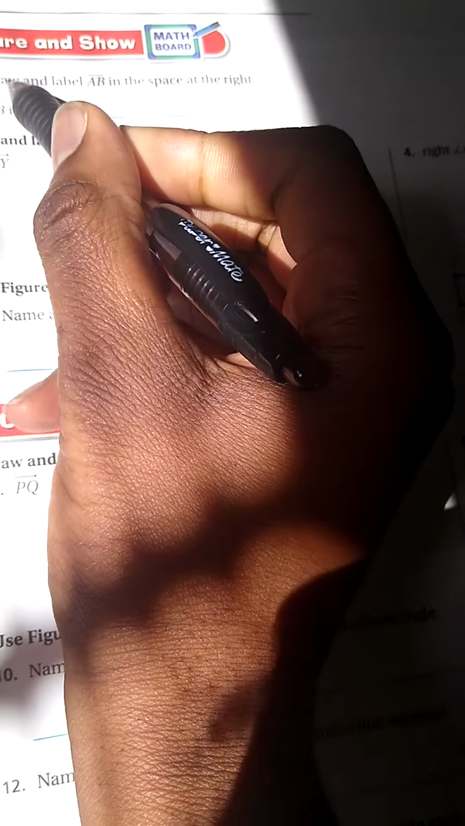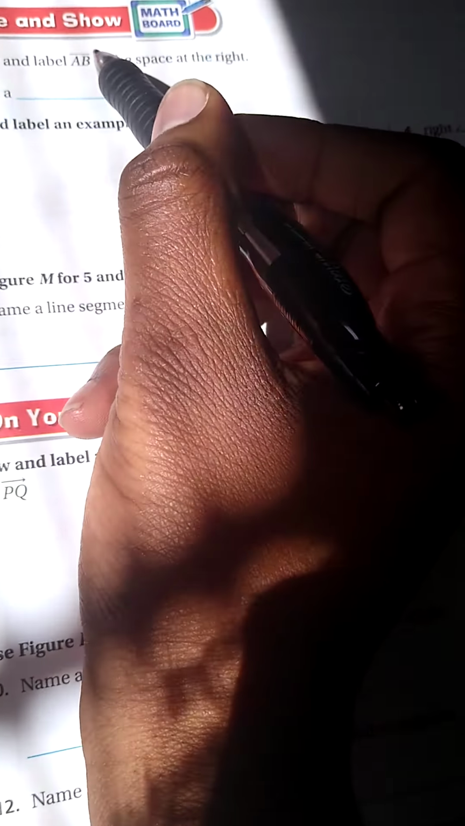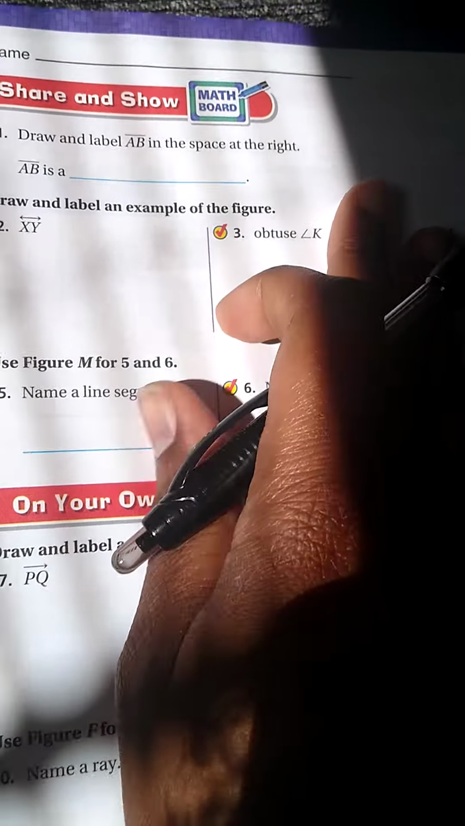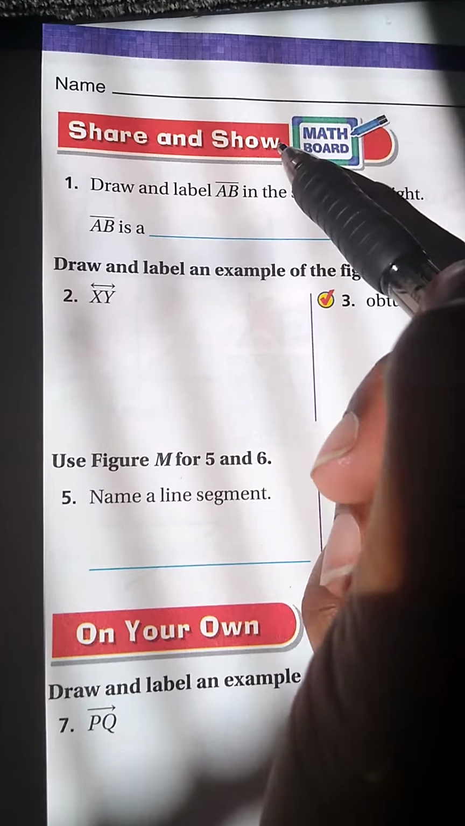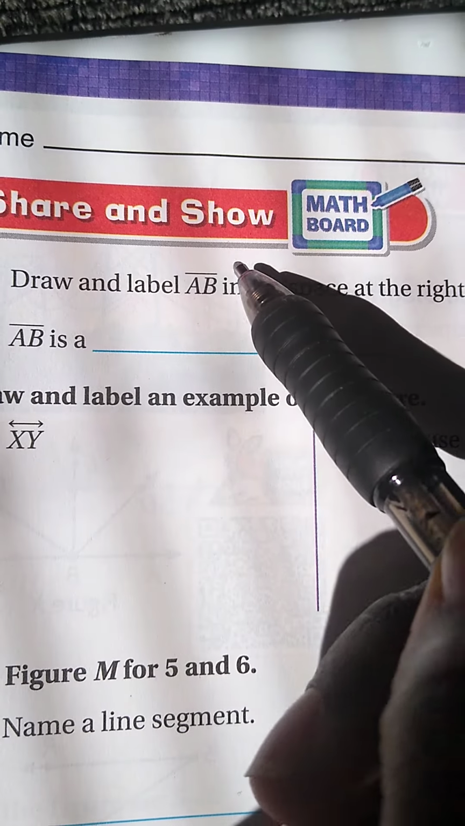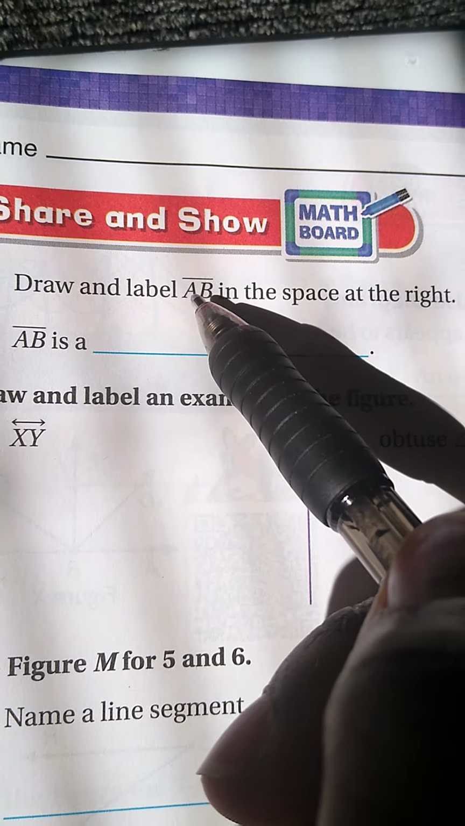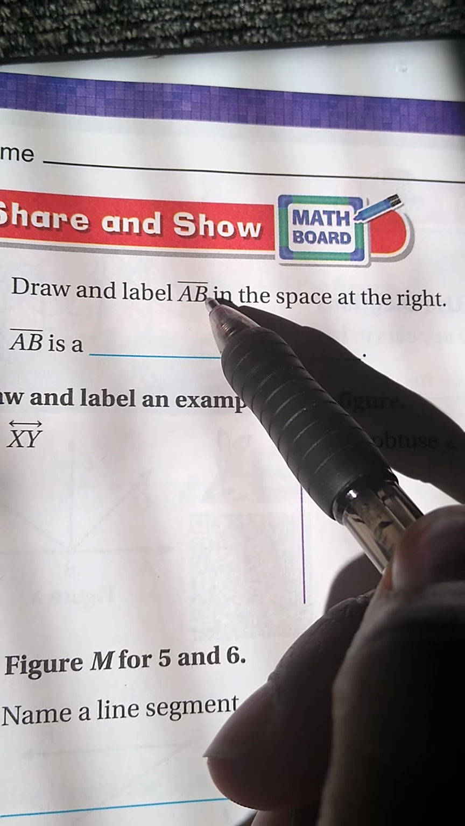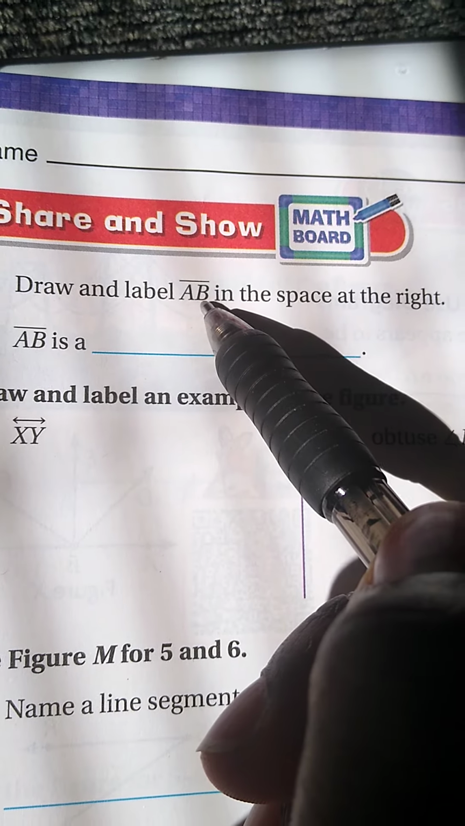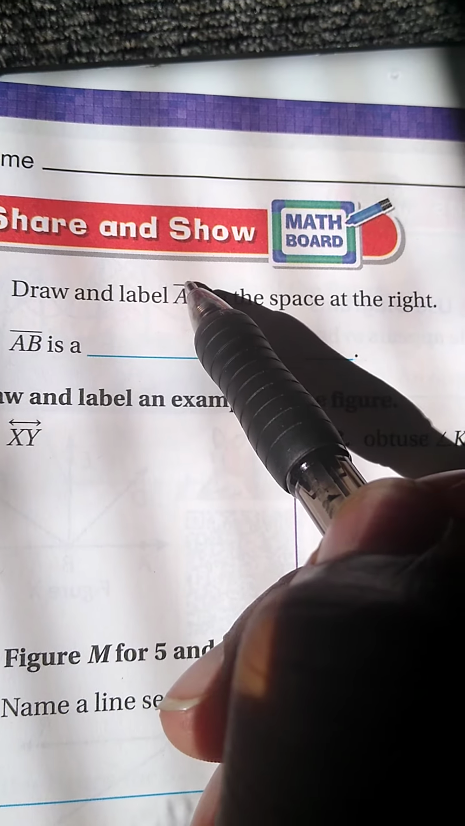So number 1 says, draw and label something in the space at the right. And I'm looking really, really closely, and they're trying to tell me to draw a line, but let me see. So I see letters A and B. I know those are both endpoints. I know those are both points. But I'm looking at the line on top.